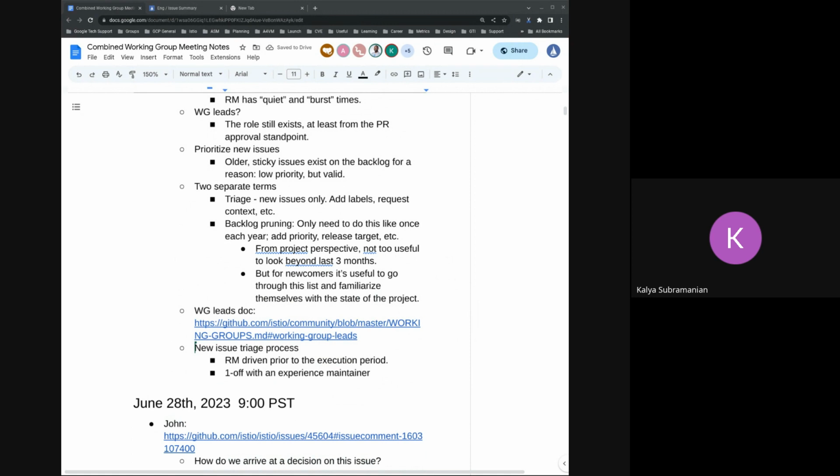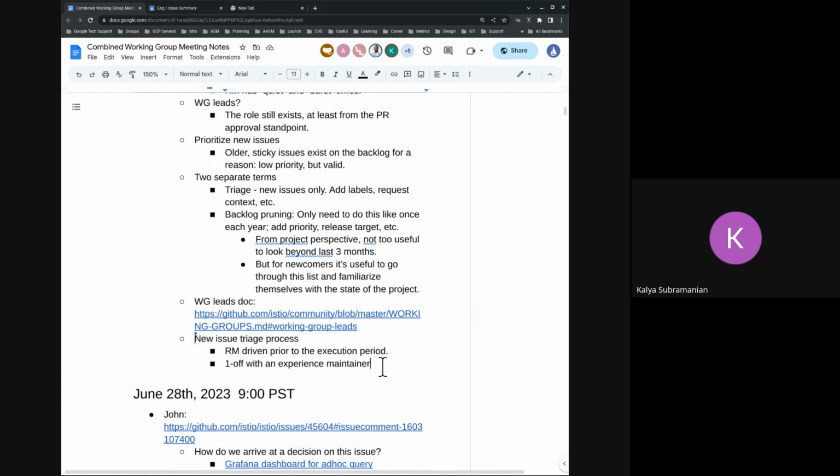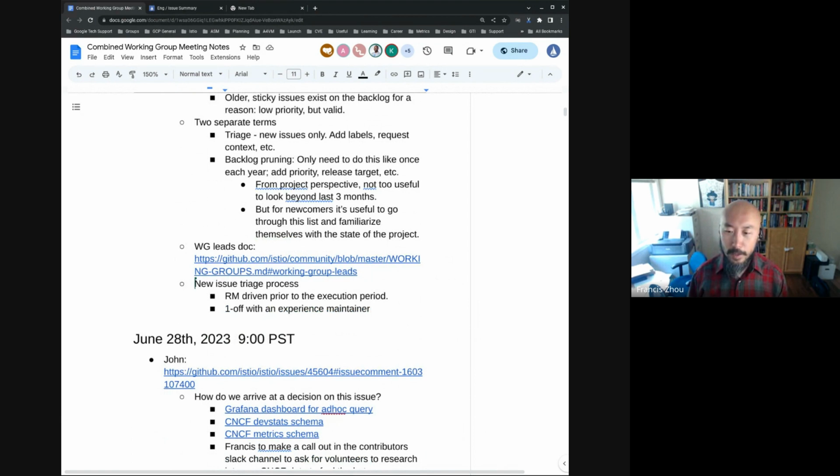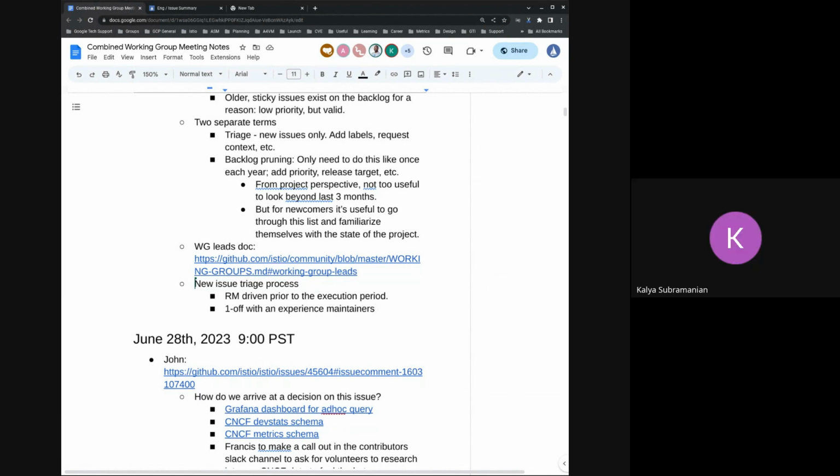But then I guess I would like to have buy-in from at least a couple people in this room before we schedule that meeting. So in terms of buy-in, if we're going to do this with experienced maintainers, then we need the experienced maintainers to buy in to actually attend this meeting. Yeah.